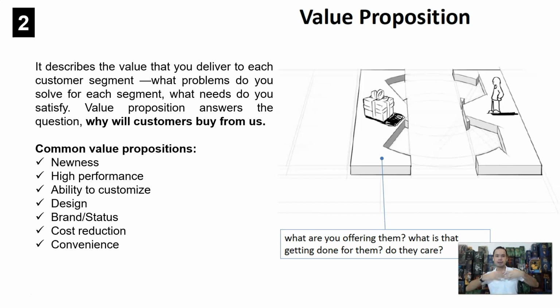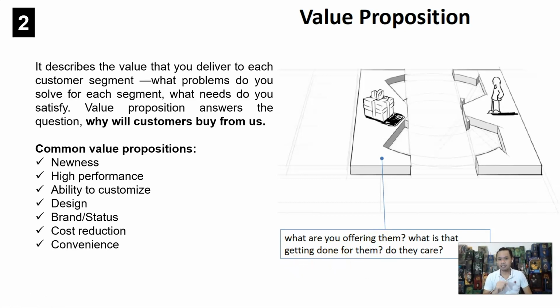Apa yang anda dapat tawarkan kepada customer yang telah diidentifikasikan itu? So ambil tengok contohnya kat sini. Adakah newness? Is it because of performance? Is it because of design? Is it because of brand? Is it because of cost? It's cheaper? Or is it because of convenience? It's just outside my house? Things like that. So, kalau anda tengok explanation dialog box kecil ni, what are you offering them?